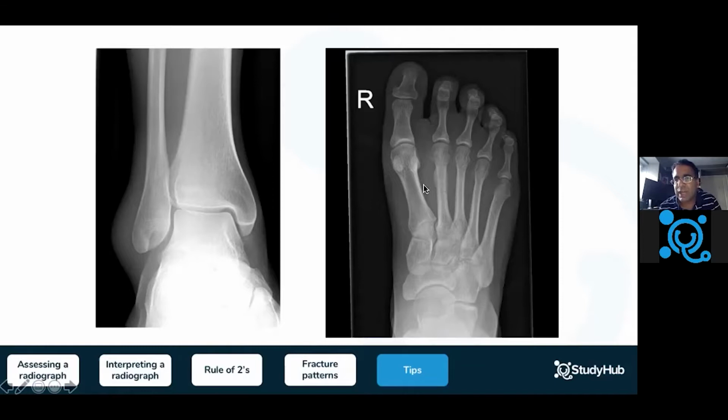So eventually you get this sort of callus formation around the fracture site for these patients. But per se, when you look at the radiograph, there is absolutely no fracture associated with this thing.